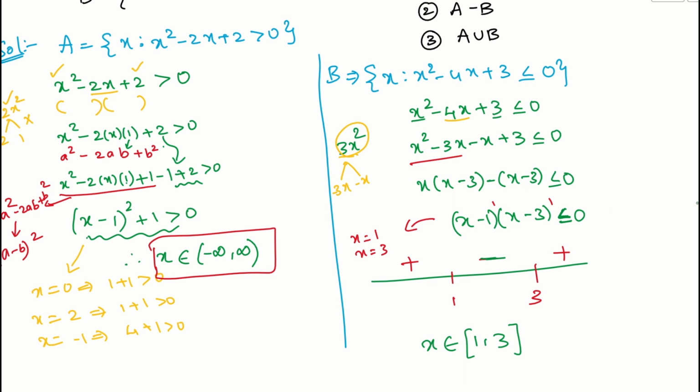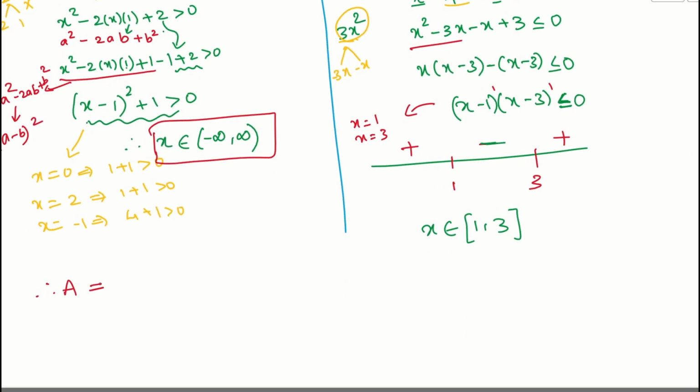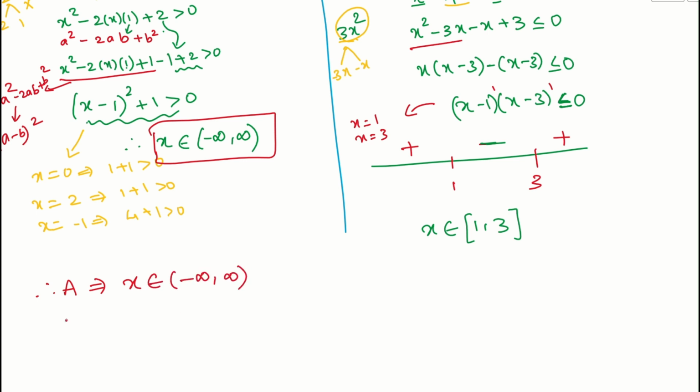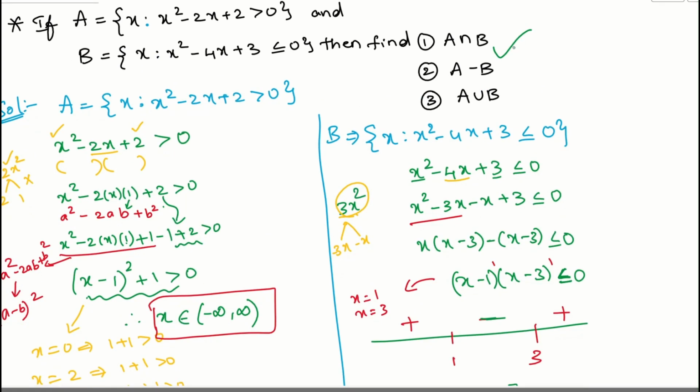Yeah. So this is the way of finding the A value and B value. Let me write it down. Therefore, the X set will be what? X is nothing but I can take the whole real line. Agree? What is the B set here? B set will be what? X belongs to 1, 3. Is it okay? As I said, I'll be going with green color. What is the first equation? We need to find A intersection B.